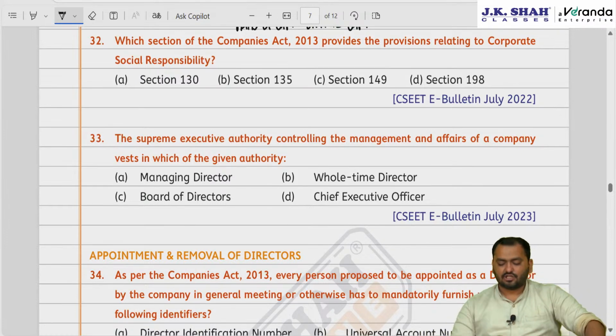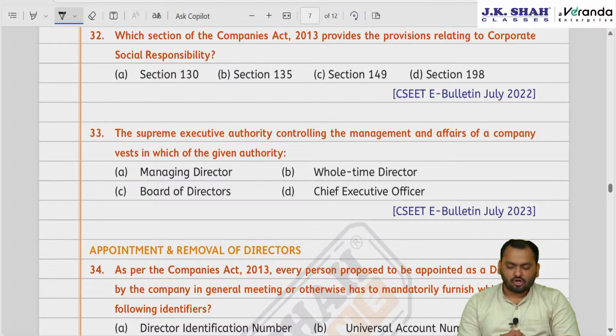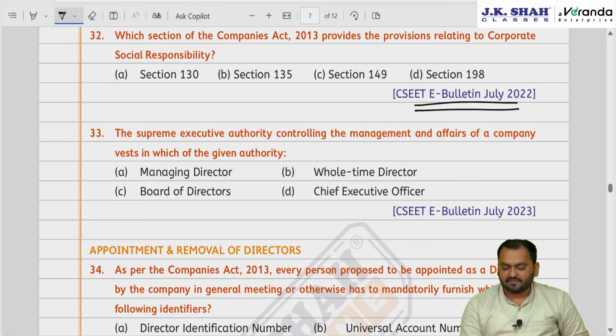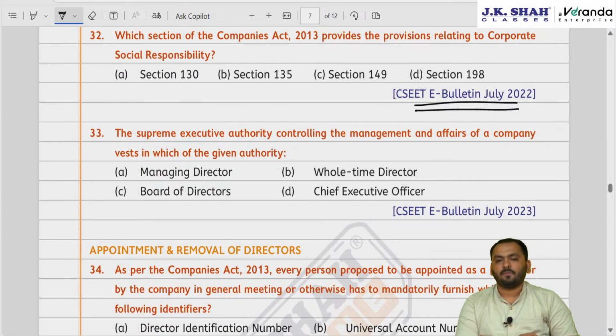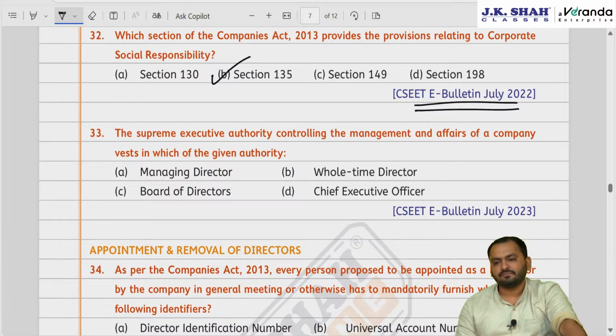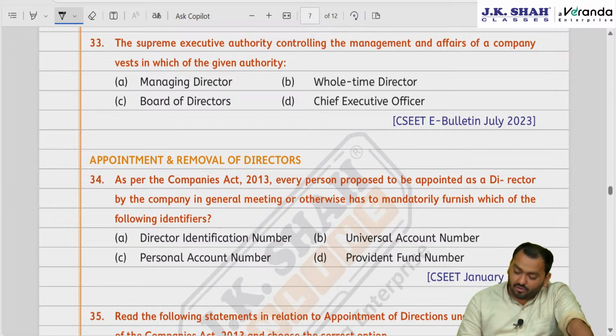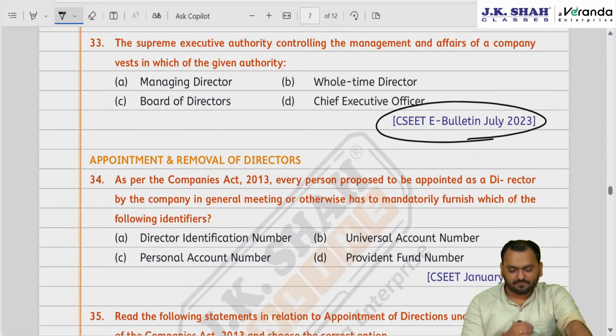Which section of the Companies Act 2013 provides the provisions related to corporate social responsibility? Very simple. This question was asked in the CSETE bulletin of ICSI July 2022. I've already told you this many times. Yes, there is only one section for CSR, that is section number 135. So option B is the answer, right?